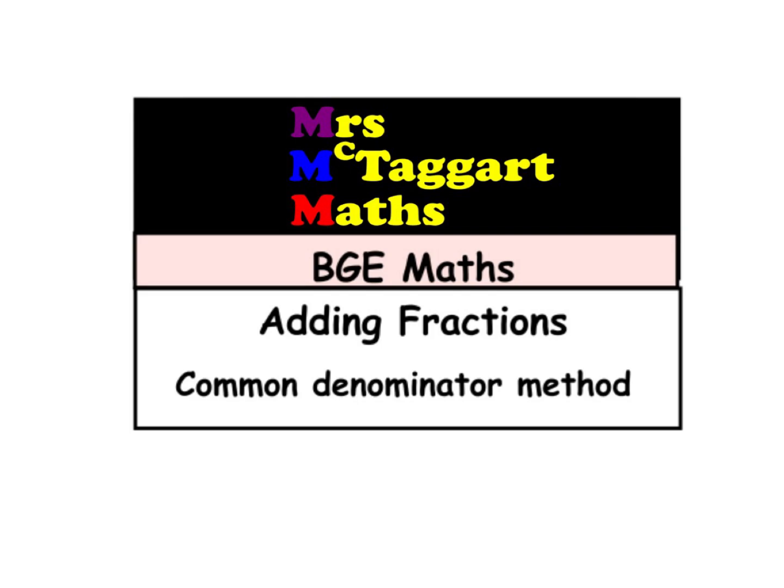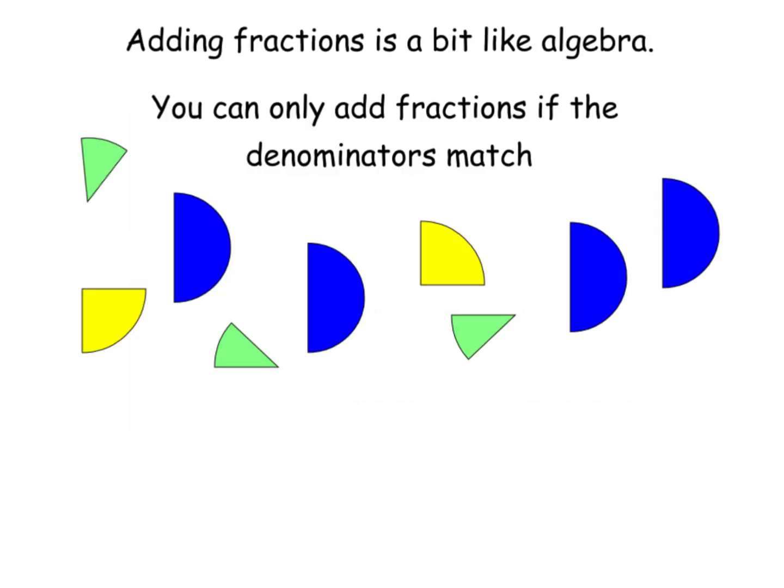Before doing this video you should be aware of how to make equivalent fractions. Let's have a little look. When you've met algebra before, you've probably been told that you can only add letters together that are alike. The same thing happens with fractions. We can only add fractions that are the same. On the screen here just now, I have a collection of halves, quarters and eighths. Strictly speaking, right now I can't add them together until I make them into equivalent fractions.